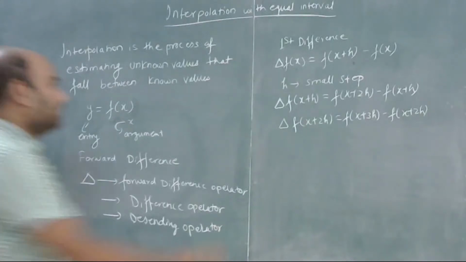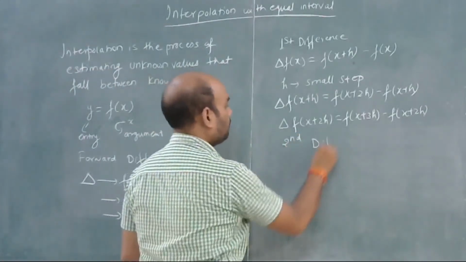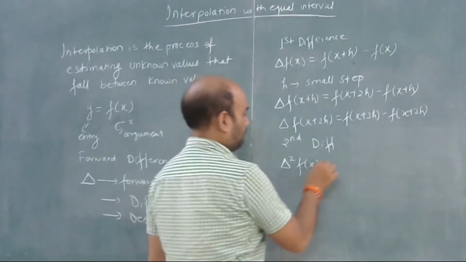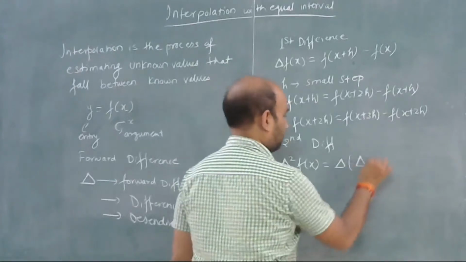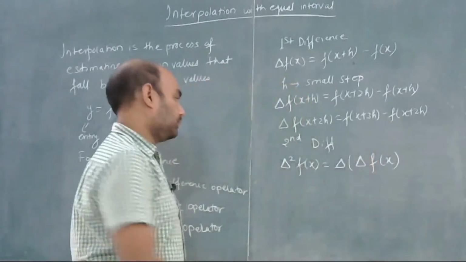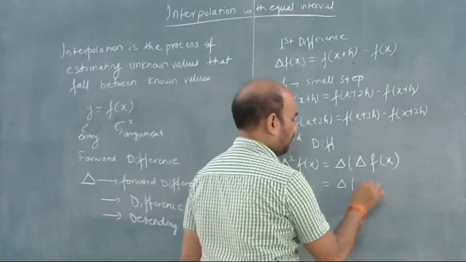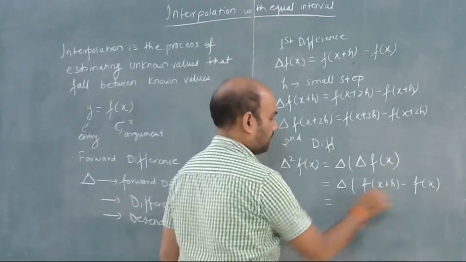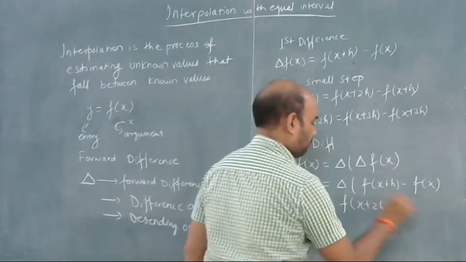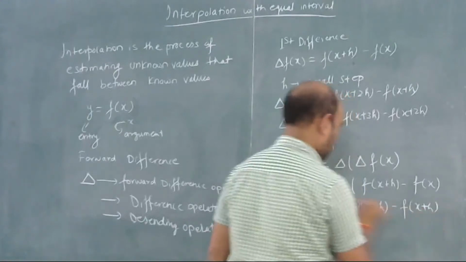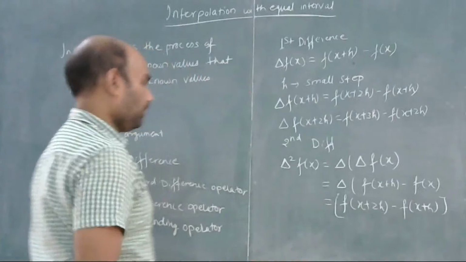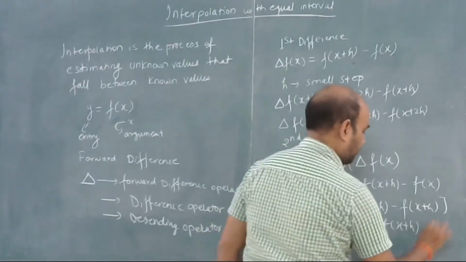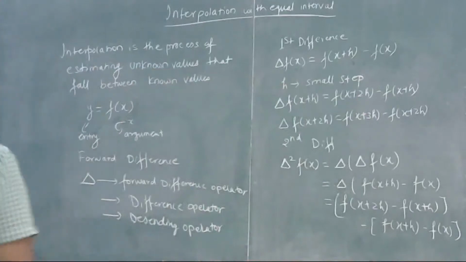Now the second difference. This is given by del square f of x, which can be written as del of f of x plus h minus f of x, or f of x plus 2h minus f of x plus h, and del of this will be minus f of x plus h minus f of x. So this is your second difference.